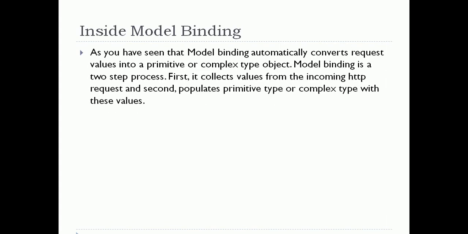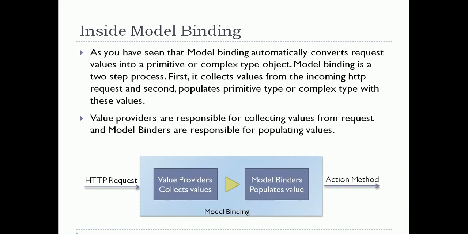As I told you, everything happens automatically. Your request values get converted to complex or primitive type. So basically model binding is a two-step process. First it collects the values from the incoming request, and then after that they get populated into primitive type or complex type. So value providers are responsible for collecting the values and model binders are responsible for populating the values, and then after that it will be collected in the action method. So let us see this part practically.